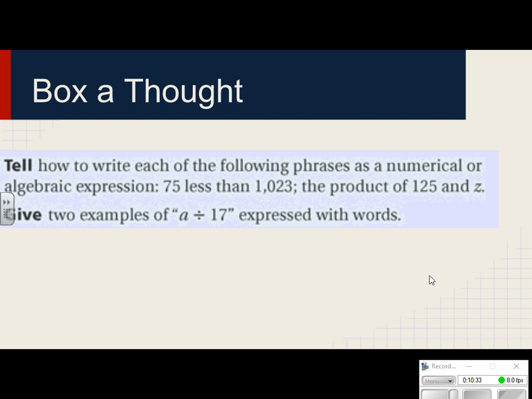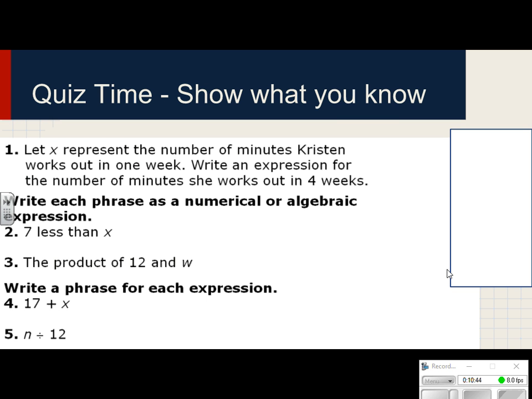All right, here's your box of thought. Answer these 2 in full sentences, and then move on once you box off your answers. And you're going to move on to the quiz here. 5 questions. Read the directions carefully, answer to the best of your ability, and then that's it for today. We'll see you next time.